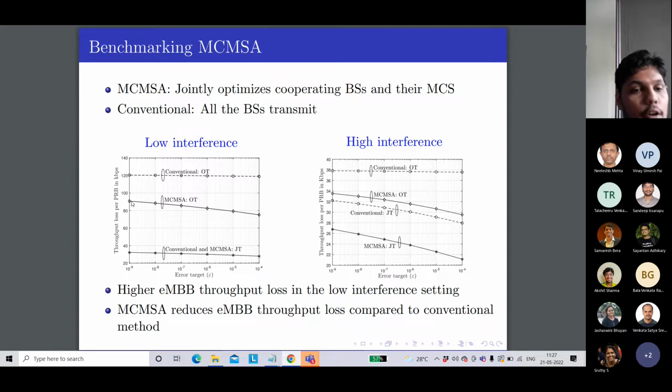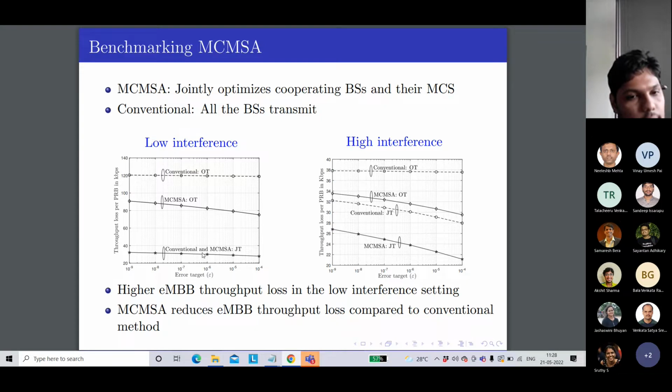But again, there is a trade-off. We saw for orthogonal transmission, the achievability drops significantly at high interference. So it gives a trade-off. If you want a good achievability, then you have to compromise on the eMBB throughput loss. Or if you want a moderate achievability, then you can save on eMBB throughput loss. But again, the achievability of the URLLC reduces. So that's a trade-off. And the MCMSA reduces the eMBB throughput loss compared to the conventional method. We can see that in both the cases.